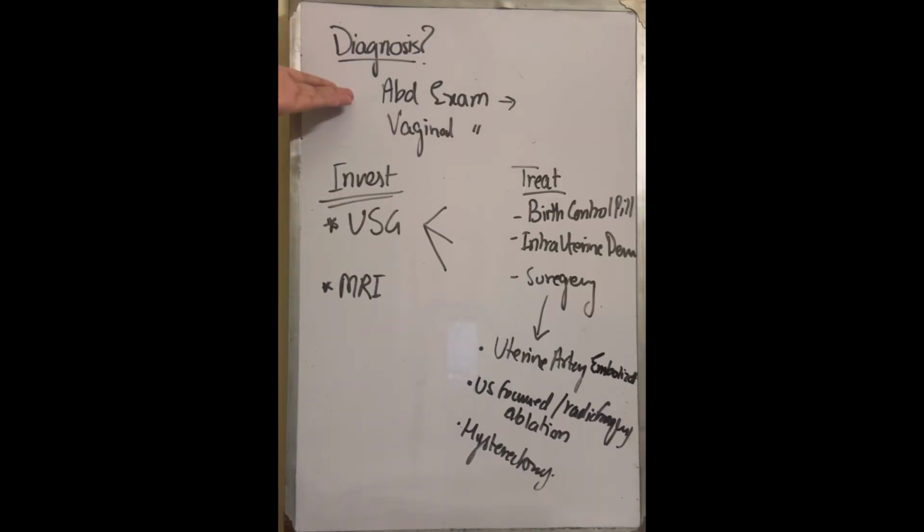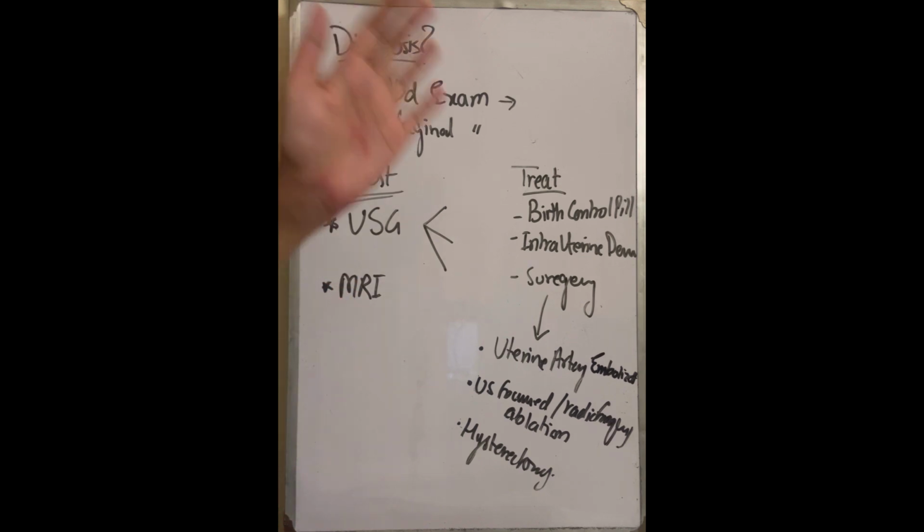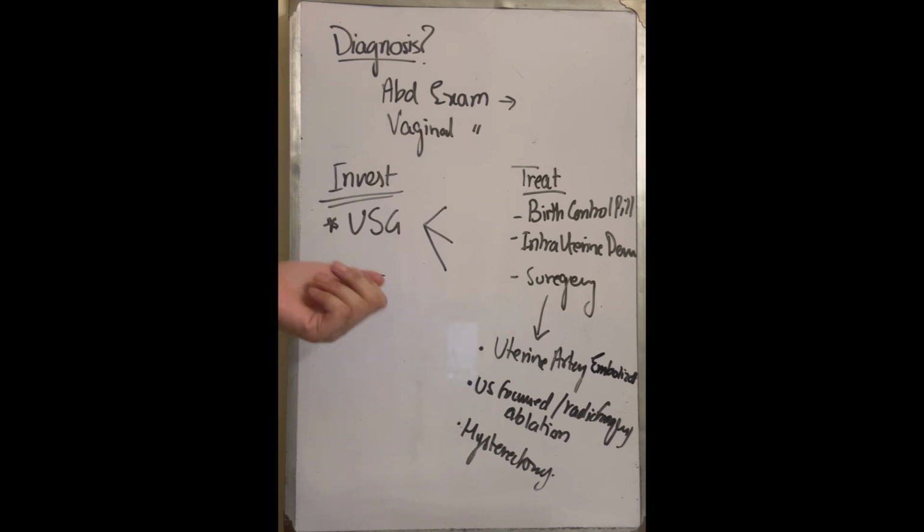Now, how will you diagnose a patient of fibroids? First of all, you will obviously look for the symptoms, all the symptoms: heavy menstrual bleeding, the pressure symptoms, back pain, frequent urination, everything. They will be indicating that the patient might have fibroids. Now, what are the investigations that you will do?